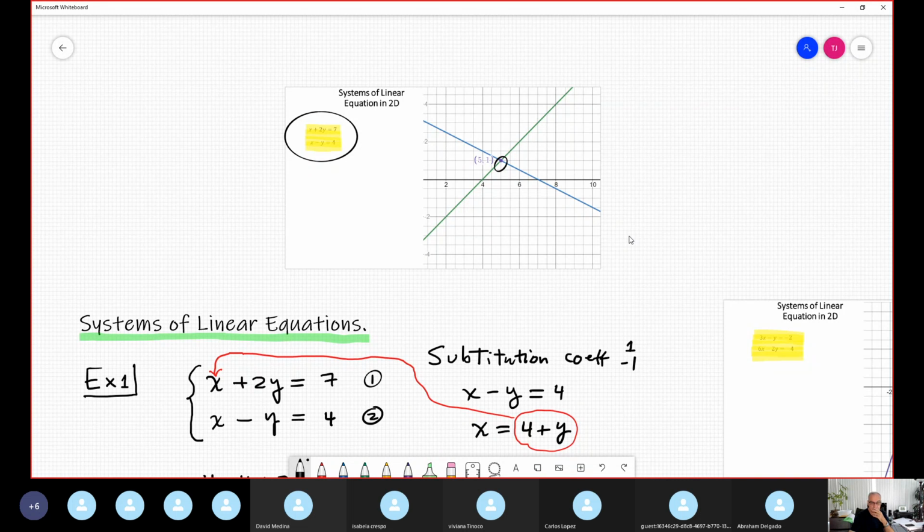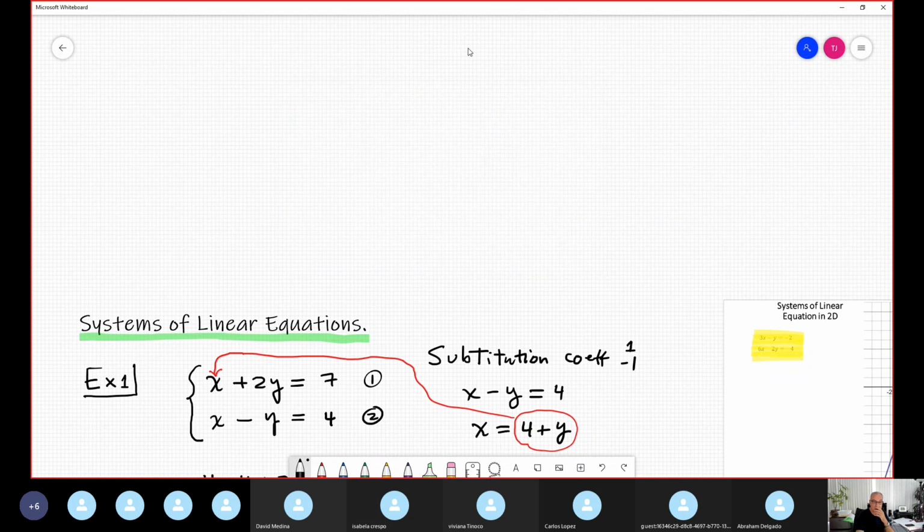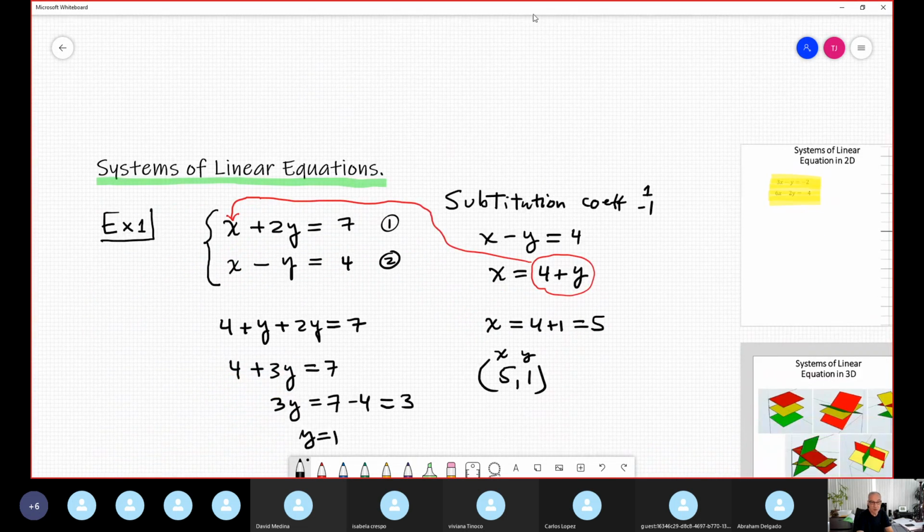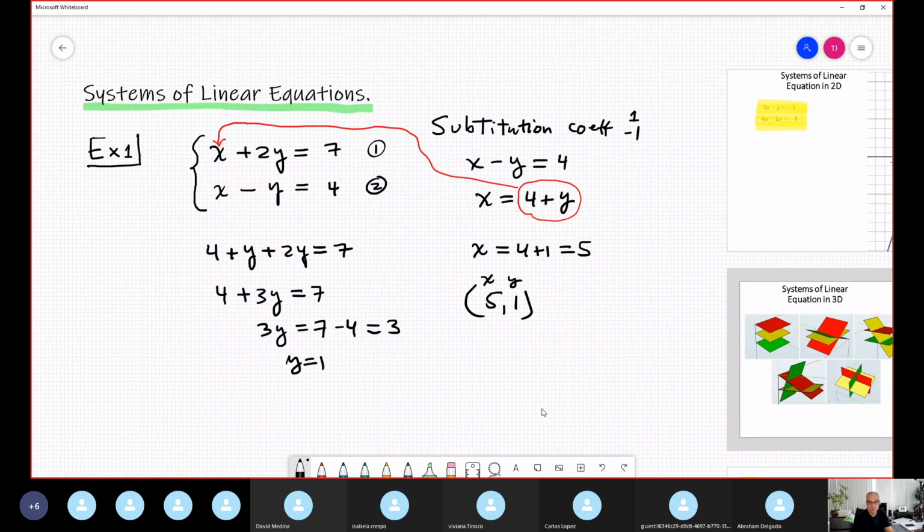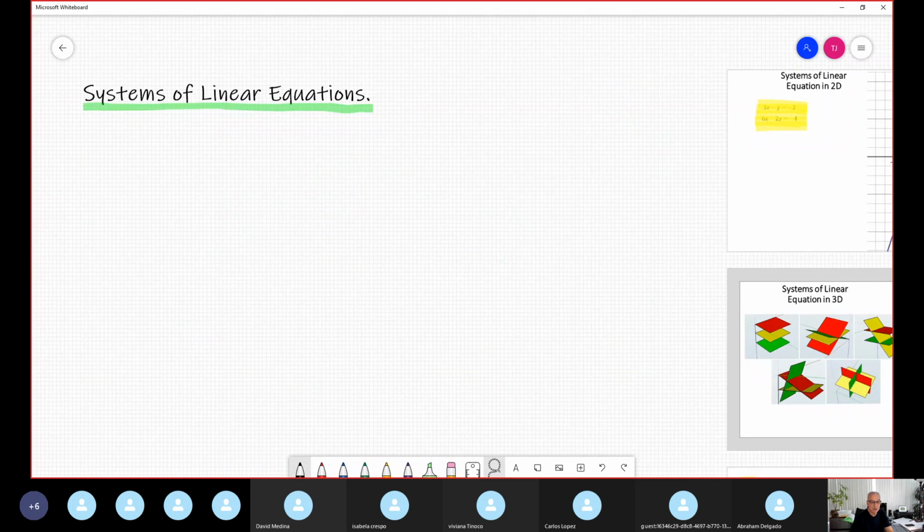Any questions, guys? Is it clear? Yes, it's clear. Super. So now, let's move on to the second example. Let me erase the board. And let's move on to the second example.